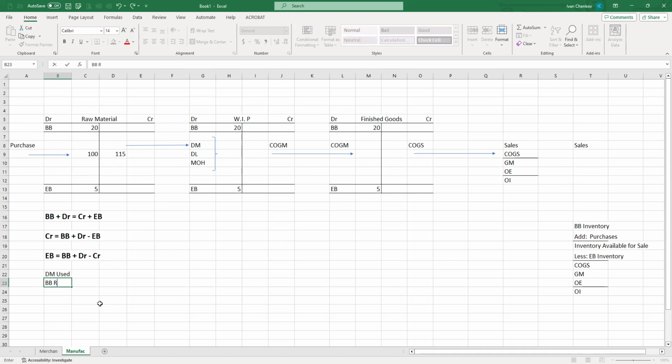Beginning balance for the raw material account. Then we're going to add the purchases. And then we're going to have raw material available for use, correct? Once we deduct the ending balance of the raw material, we're going to get direct material used. Make sense?